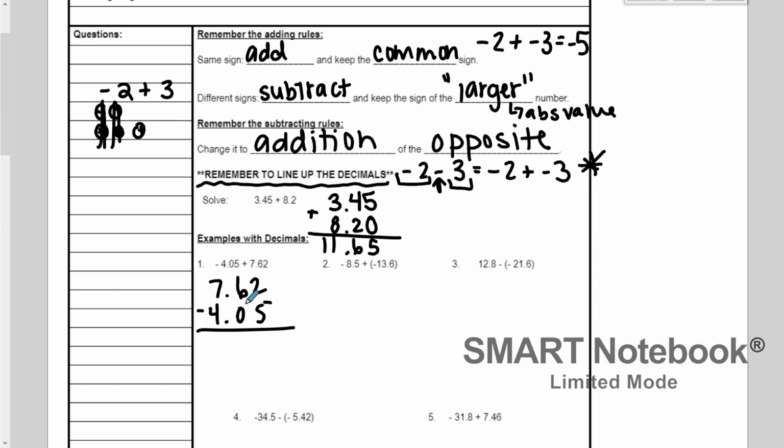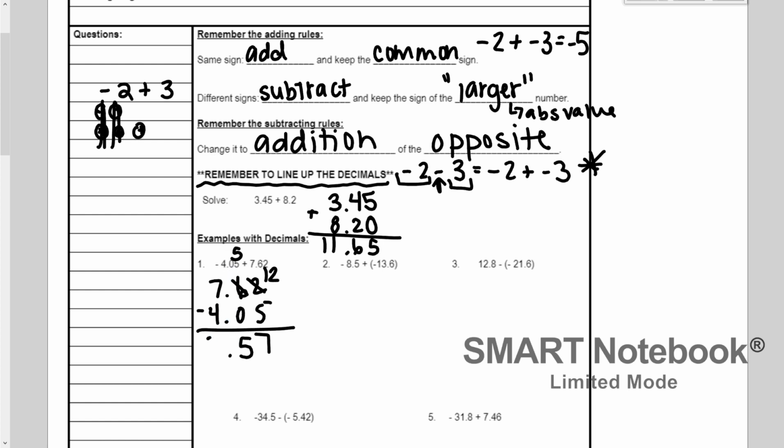We are subtracting, so we cannot do 2 minus 5, so we have to borrow from that 6, make it a 5 to make the 2 into a 12. 12 minus 5 is 7. 5 minus 0 is 5. Bring our decimal straight down.